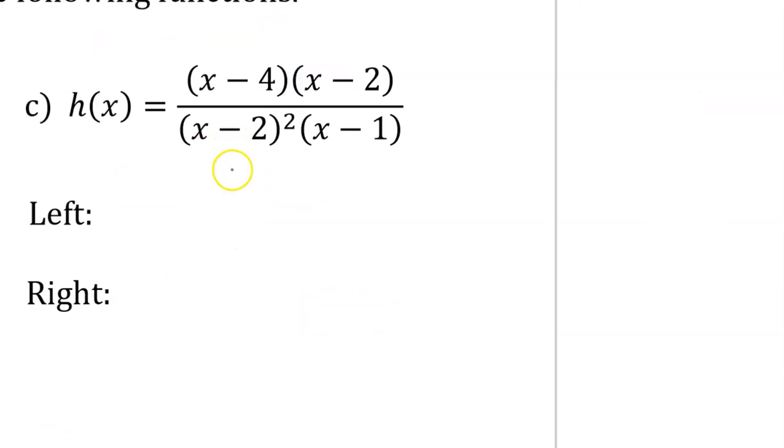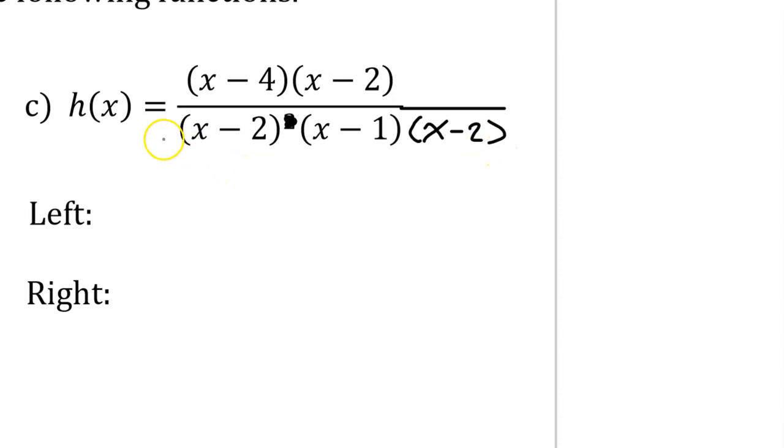Part C. Do we have a hole or a vertical asymptote at x equals 2? We have to be very careful because we have x minus 2 squared. You have to remember that that means x minus 2 times another x minus 2. I don't have room over here, so I'm going to cross out the exponent and write the second x minus 2 separately so you can really see what's going on.